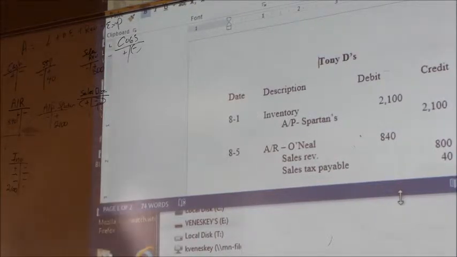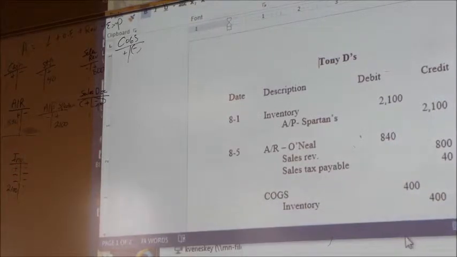Yeah, let's look back up to number 1, August 1. I bought that inventory for $40 a unit. On August 5th, I sell 10 units. 40 times 10, $400. Cost of goods sold.